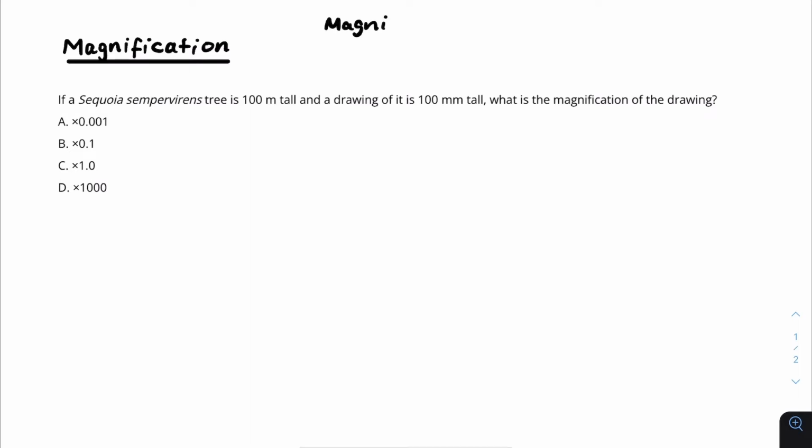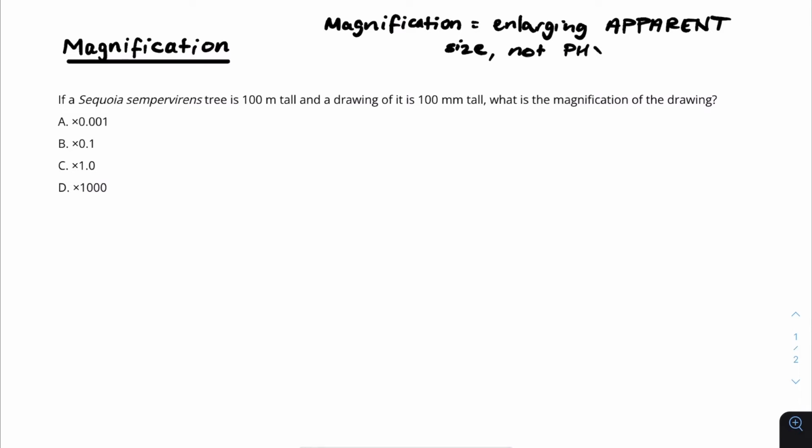Magnification equals enlarging apparent size, not physical size. Okay, so what does that mean? Well, that basically means that if you were to take an object, magnifying it would make it look like it's bigger, but it's not actually gotten bigger.